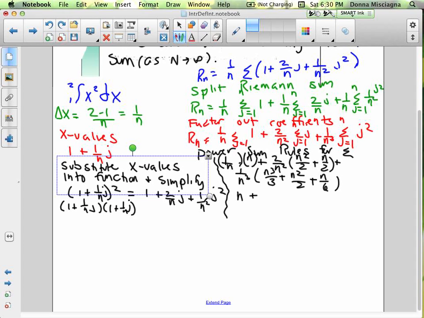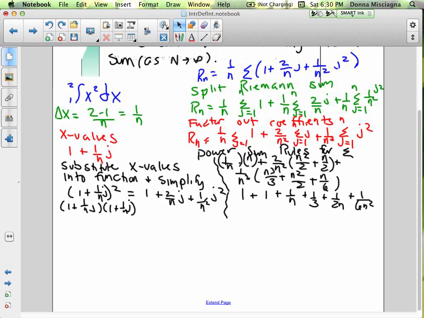Plus, now we're going to distribute 2 over n squared to both those terms. The first one, the n squareds, the 2's will cancel. Oh, excuse me, that's not n, that's a 1. Sorry, not n, 1, 1, 1. So we have a 1 plus a 1. 2 over n squared times n over 2 is going to be plus 1 over n. 1 over n cubed times n cubed over 3 is going to be plus 1/3. 1 over n cubed times n squared over 2 is going to be 1 over 2n. And 1 over n cubed times n over 6 is going to be 1 over 6n squared.